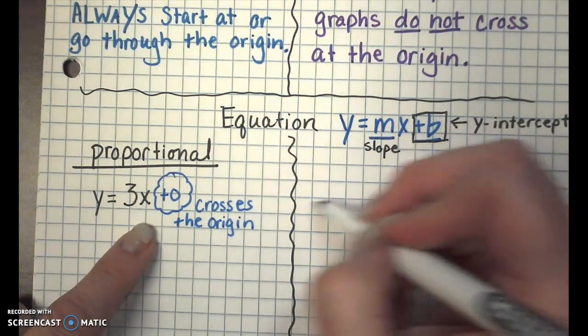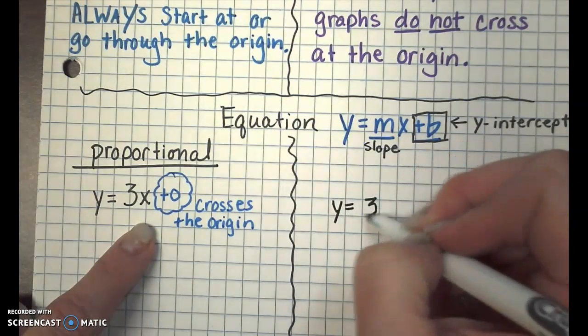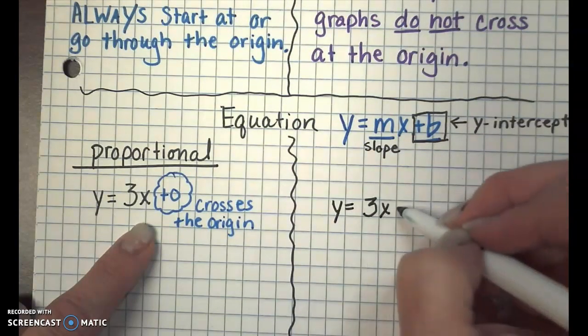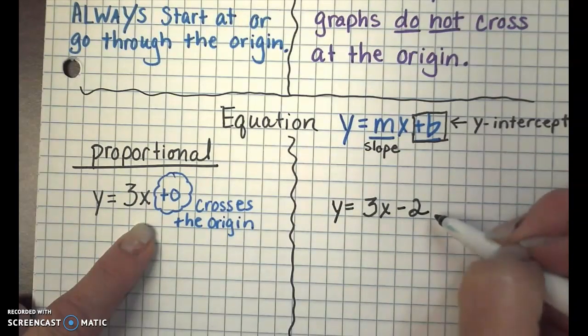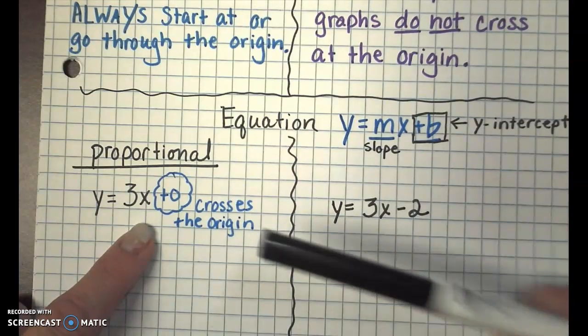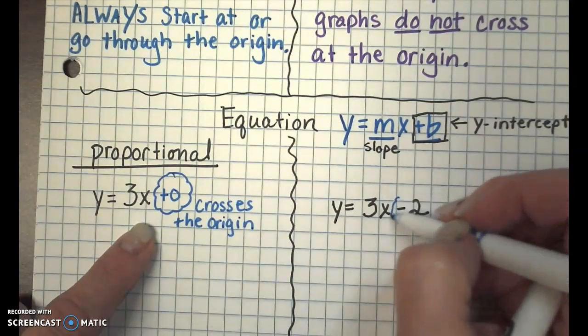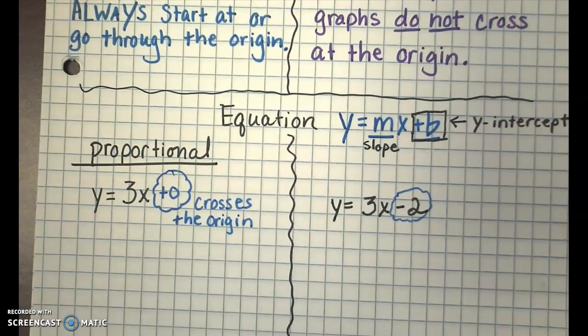What if I had one like that, except it was y equals 3x minus 2? Where would that one be crossing the y-axis? Negative 2. Exactly.